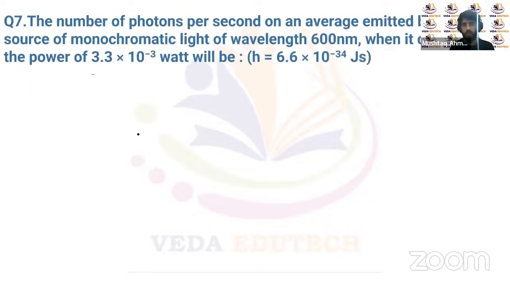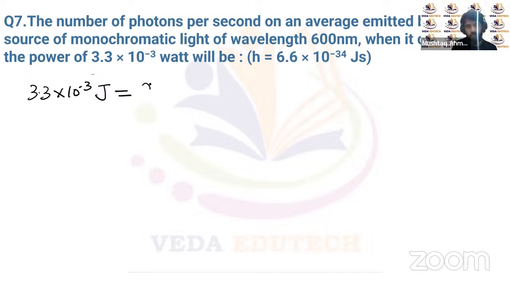So this is the maximum kinetic energy of the emitted photoelectron. Moving on to question number 7. It says: find the number of photons emitted per second on average by a source of monochromatic light of wavelength 600 nanometers when it delivers a power of 3.3 into 10 to the power minus 3 watts. The energy delivered per second is what we call the power. So in 1 second, 3.3 into 10 to the power minus 3 joules of energy will be delivered.